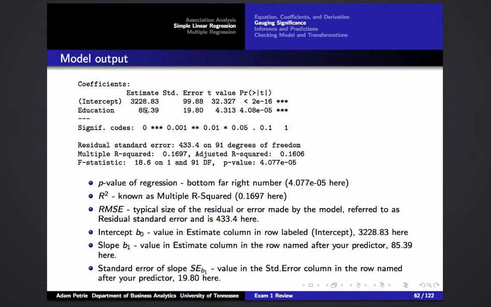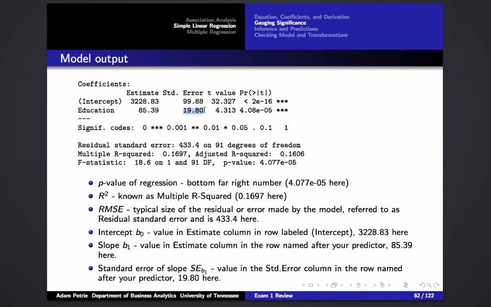Okay, so with a simple linear regression, those are the quantities that we talk about: the intercept, the slope, the residual standard error, in other words, the root mean squared error, the typical size of the residual, r squared, and the p-value of the regression. Now, since we know that these coefficients are just estimates of beta 0 and beta 1, we might like to know, well, how far off is my estimate likely to be from reality? That's what this standard error value is.